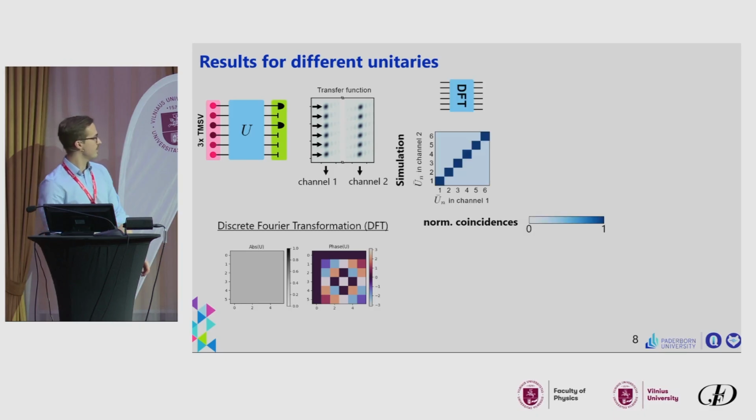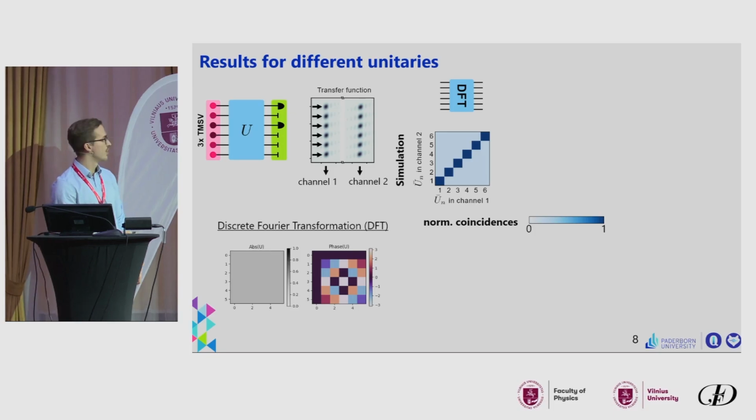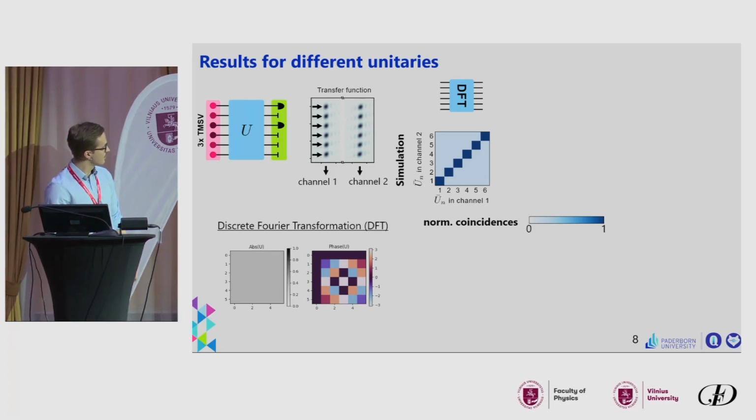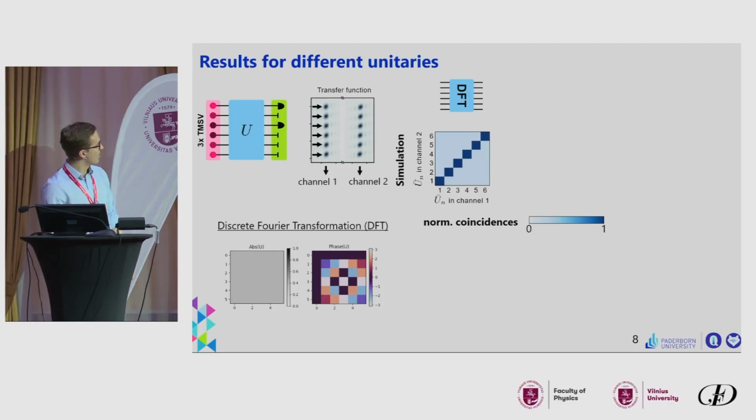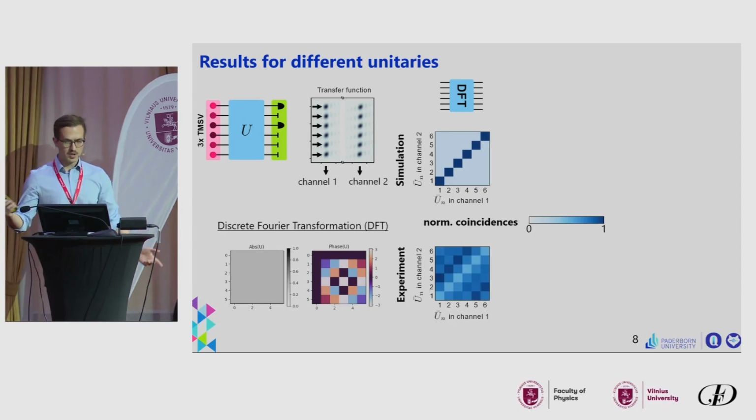And if we do this and first simulate it, the normalized coincidence pattern we would expect looks something like this. Here you see what output channel of this matrix we imprint on this channel, and here you see what we imprint on here. And then we scan through all the different combinations. And when we do that the first time, okay, it doesn't work.